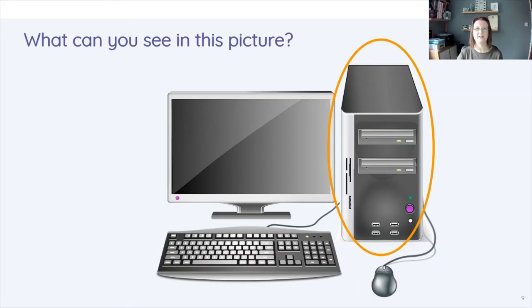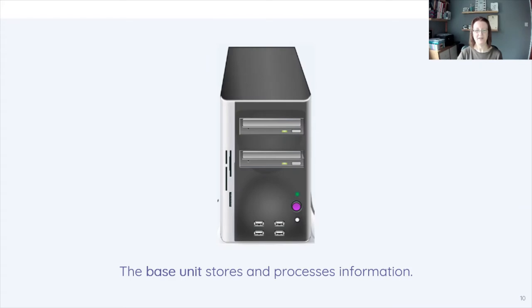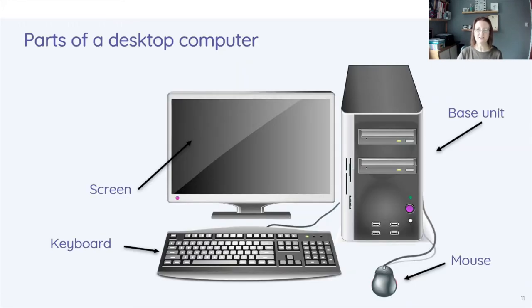And what about this part? What is this here? That is the base unit. And that's where it stores and processes all the information that we do on a computer. So let's look at that all together. These are all the parts of a desktop computer. We've got the screen, the keyboard, the mouse, and the base unit. All that goes together to make a desktop computer.